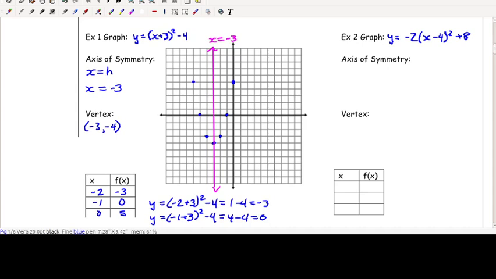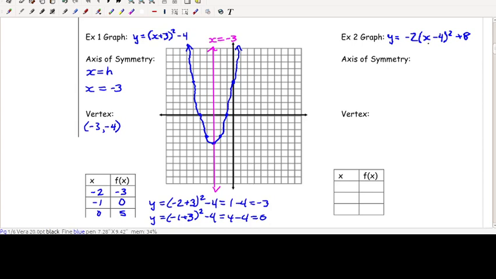And we want to connect these with a nice curve. So not straight lines. I'm not great at this on the computer. Hopefully you're a little better at doing beautiful curves. And there we go. There is my graph of y equals (x + 3) squared minus 4.